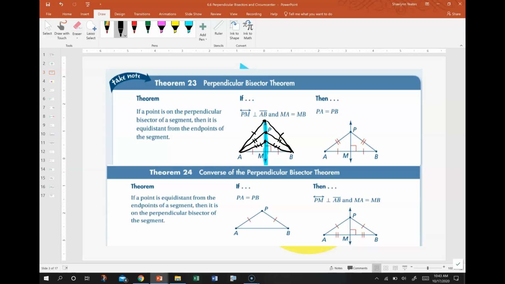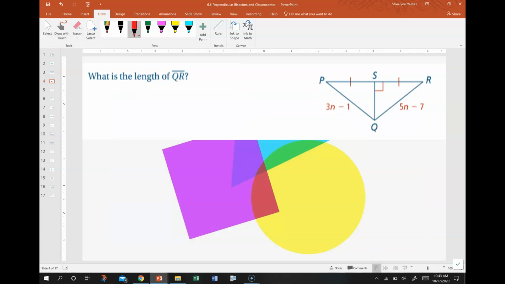How do you feel about that? Hopefully okay. The converse says the exact opposite. It says if a point exists that is the same distance from both ends, then that point is on the perpendicular bisector. If I draw a line from that point directly down to the segment it's equidistant from the ends of, then that point is on the perpendicular bisector. It's kind of cool.